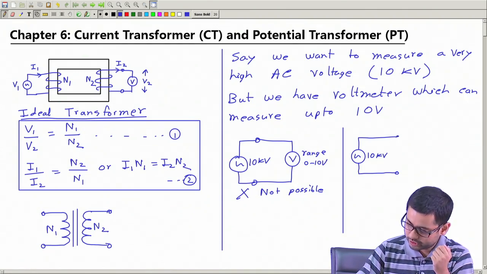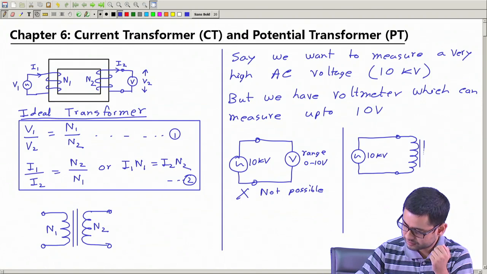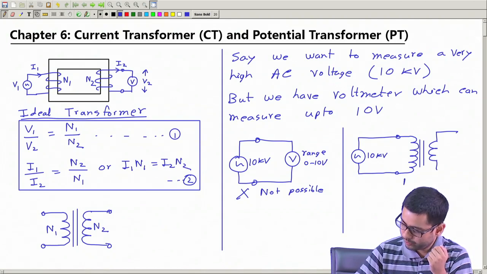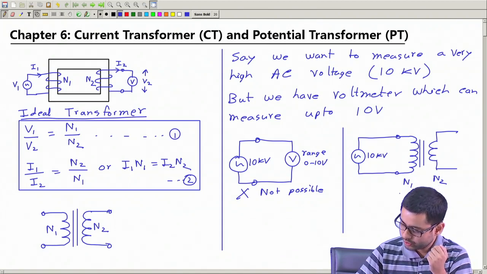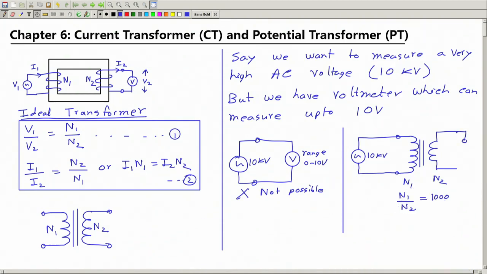So, what we can do? We connect this to a step down transformer, where N1 and N2 are the number of turns for primary and secondary, with N1 by N2 equal to say 1000. And here we will connect the voltmeter.